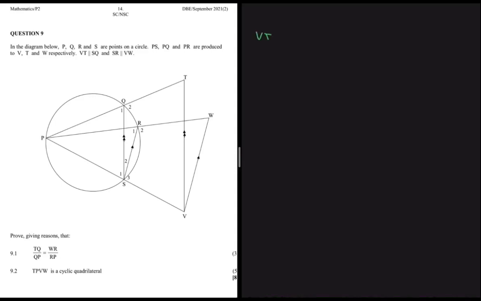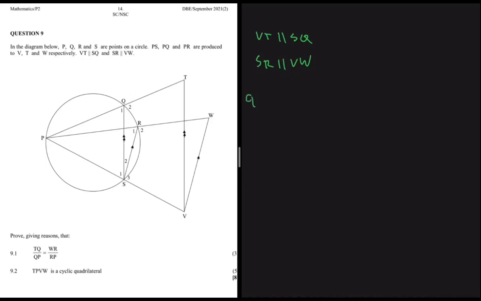So VT is parallel to SQ. And then it goes on to say that SR is parallel to VW. So our second keyword, SR is parallel to VW. So we must be able to answer all our questions using these two keywords, except from the basics. Things like angles on a straight line, angles in a triangle add to 180, angles subtended by the same chord. But these are only the keywords we're gonna need to answer this question.